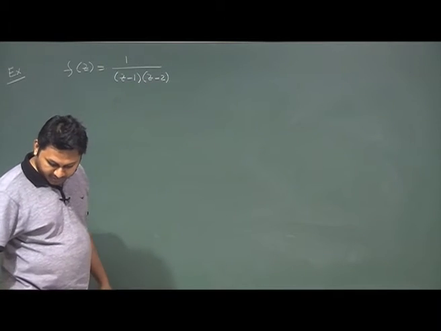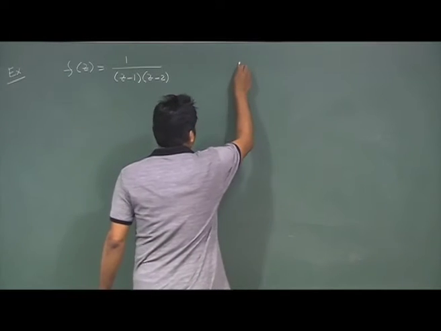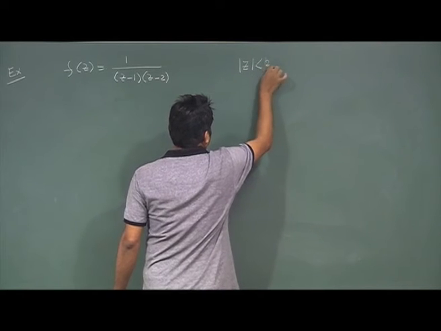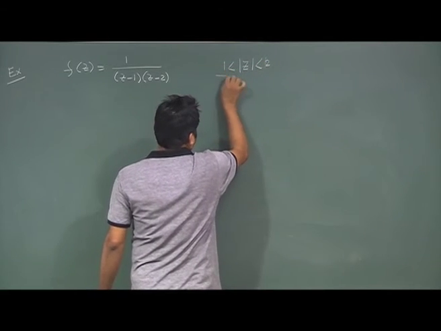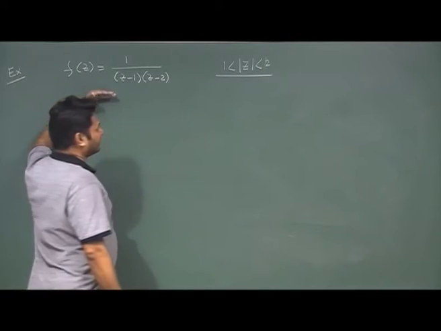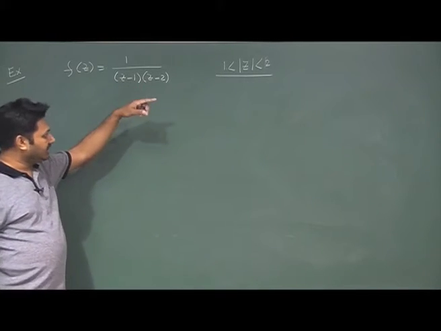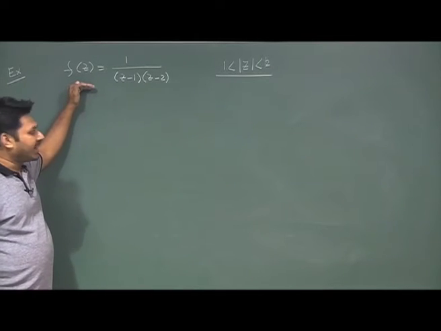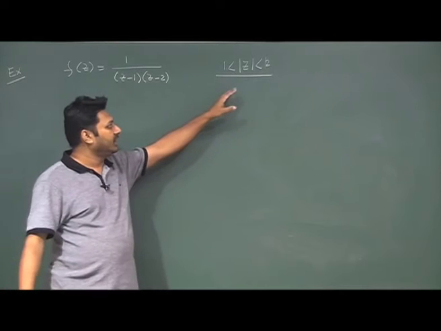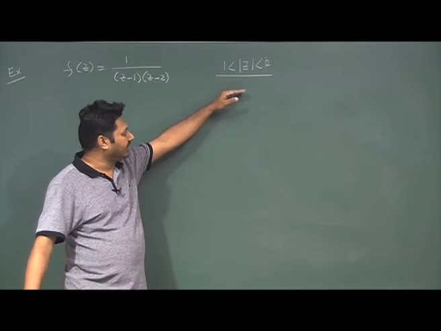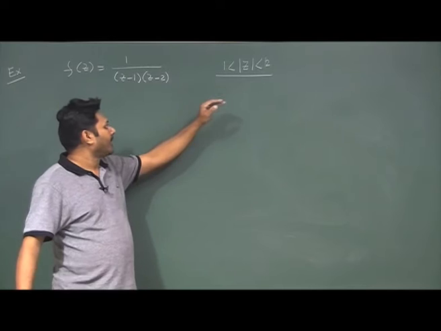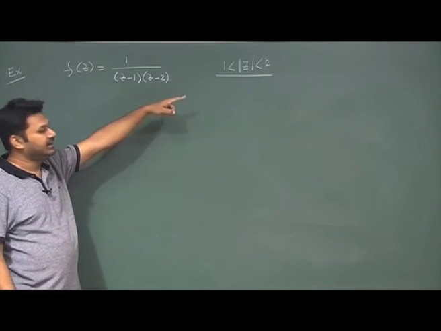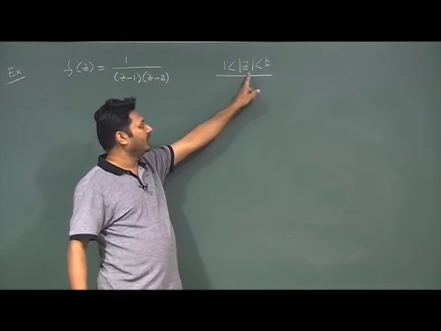Now, the next thing is that we need to expand this function in the regime mod of z less than 2 and greater than 1. So, this is the regime where we need to expand this function. As soon as the region is given, I know that the region should be one where the function is analytic. Here we find that this function is analytic in that region, because the points 1 and 2 are both outside.